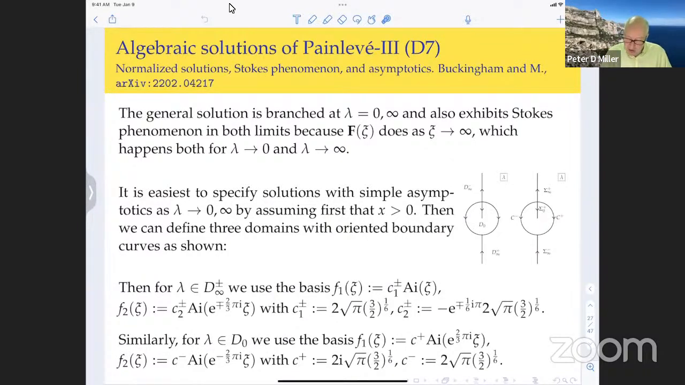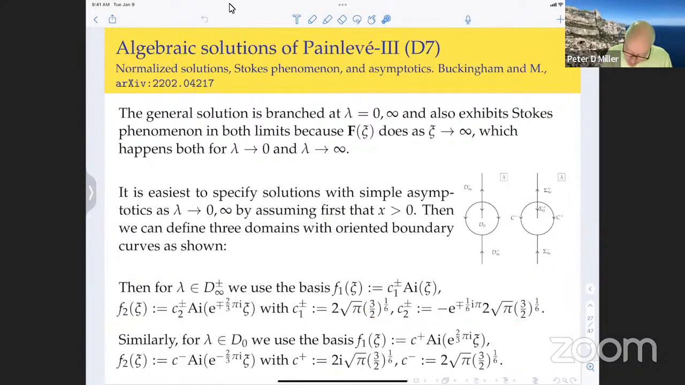So what happens is we can define 3 domains that have these simple boundaries. This is the unit circle. There's an interior domain d naught, and then there are 2 exterior domains, d infinity minus and plus. If we're in either of these exterior domains, then we're going to use a basis of Airy functions in which one of the elements is just the Airy function itself. And then depending on which domain I'm in, I'm going to use one of these rotated Airy functions. We pick the constants specifically to get good normalization at the point at infinity. So C1 plus or minus are these explicit numbers here. Actually, there is no dependence on the plus or minus, and C2 plus or minus are these numbers.